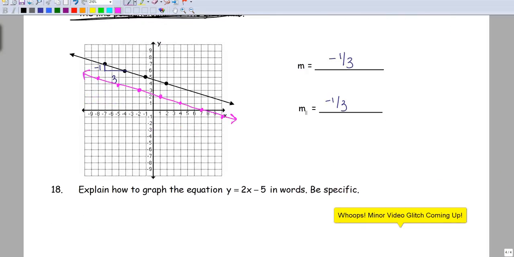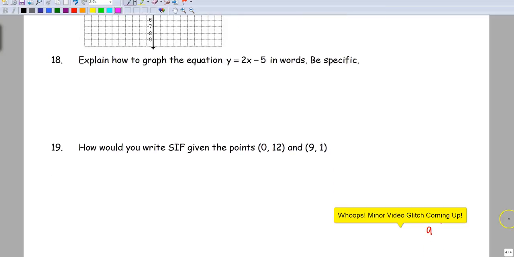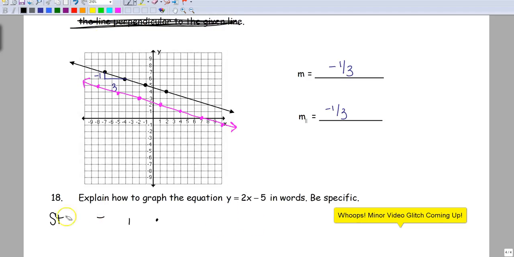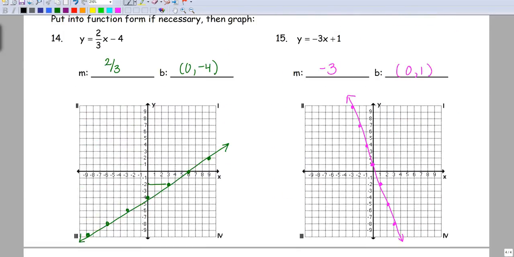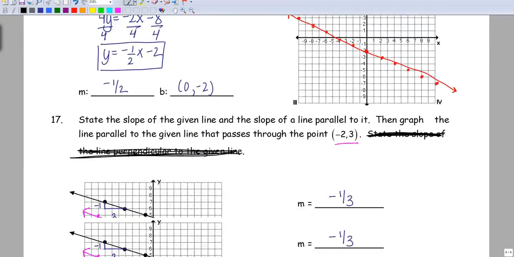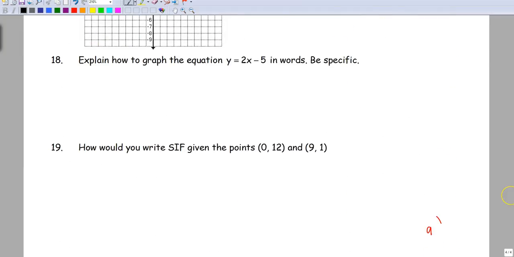All right, last two problems. These are our explanation problems. All right, so next problem. Explain how to graph the equation y equals 2x minus 5 in words. Be specific. So what I'm talking about is I want to know how you would graph something like 14 or 15. I want you to use specific words, specific directions, and specific numbers.